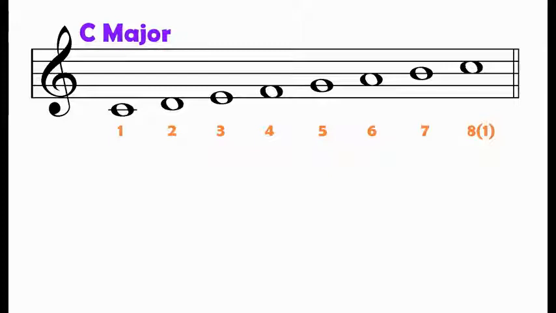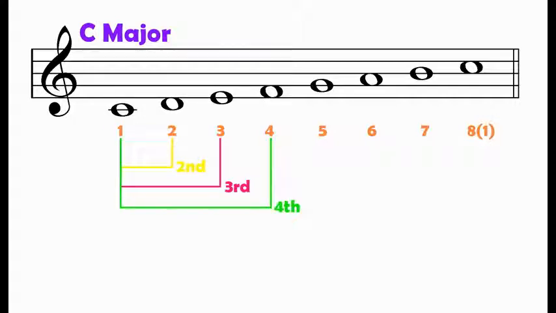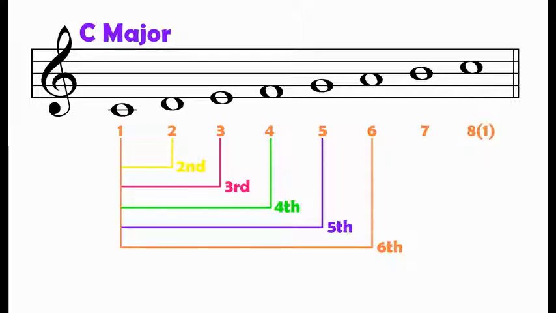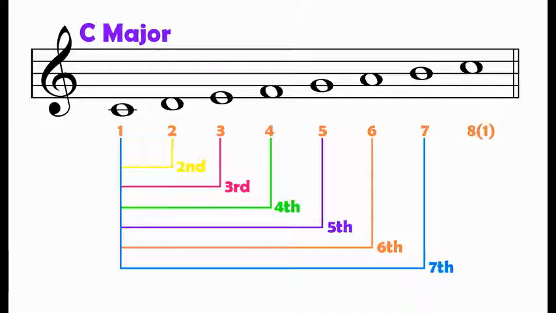The distance between C and D is called the second. The distance or interval between C and E is called the third. The interval between C and F is called the fourth. The interval between C and G is called the fifth. The interval between C and A is called the sixth. And the interval between C and B is called the seventh.